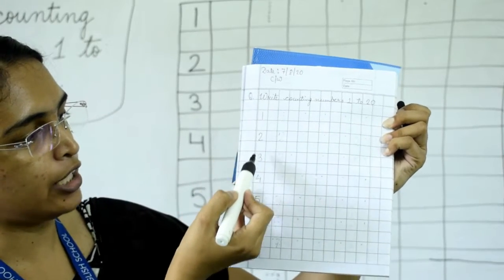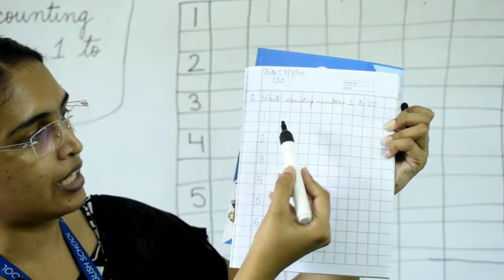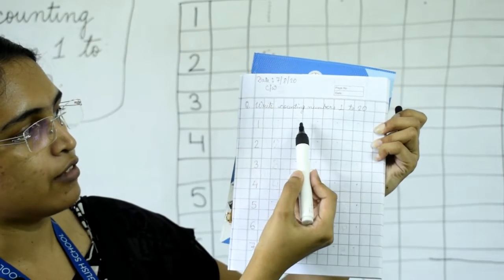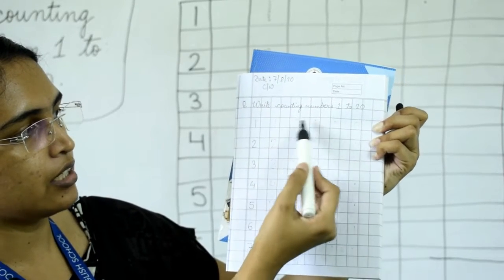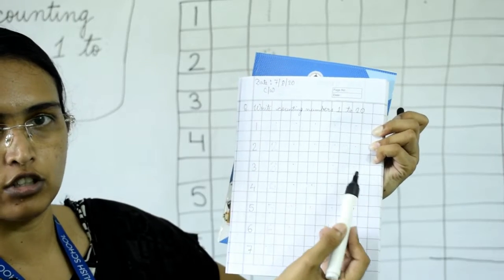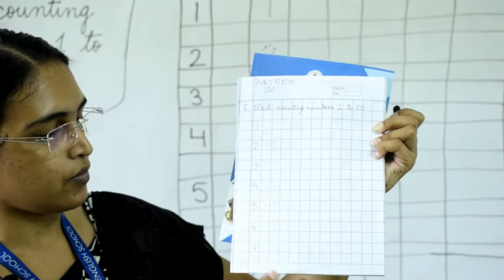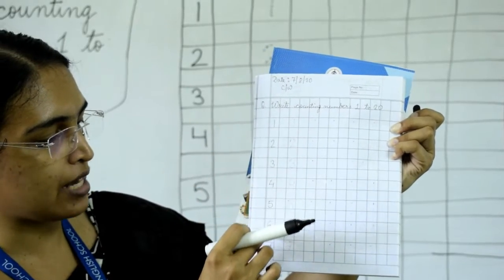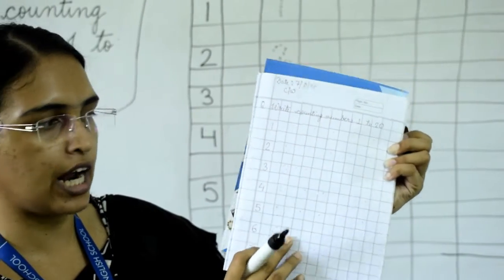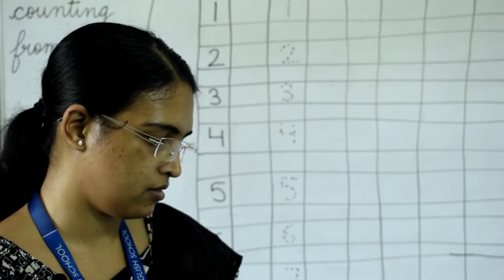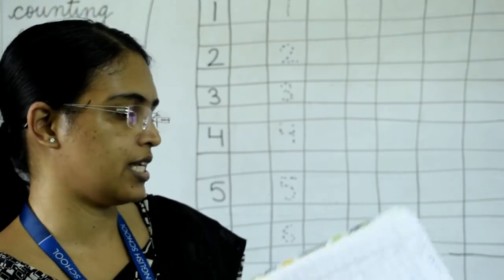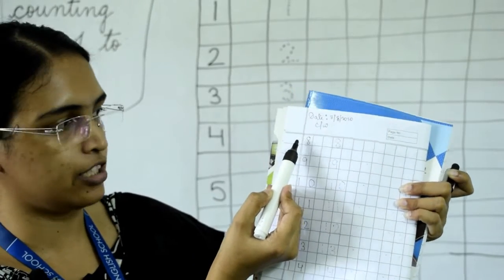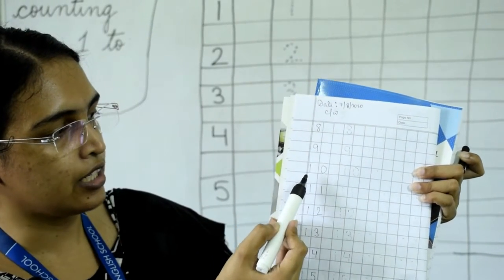I have written 1 2 3 4 5 6 7, and then I have given you to trace these numbers. Then after that I have given the dots. In these dots you have to write it by yourself. Okay, so in the first page 1 2 3 4 5 6 7, up to 7 you have to write. Then in the second page you have to start from here, from number 8, 8 9 10.